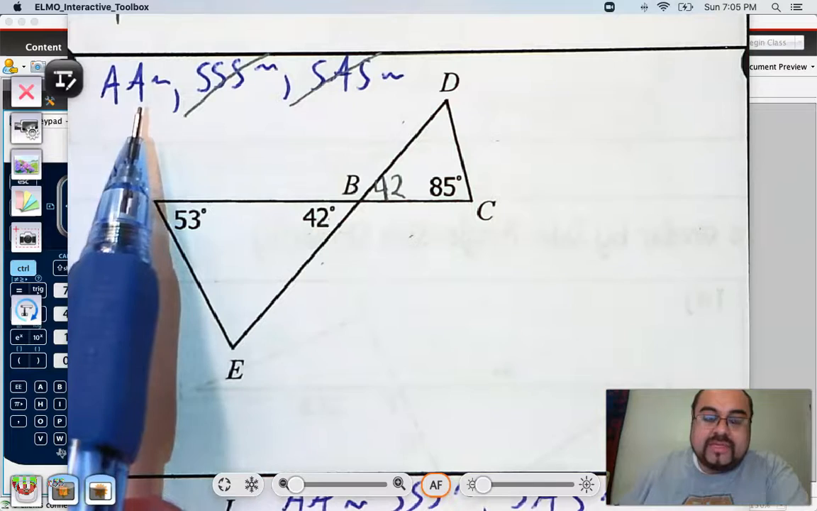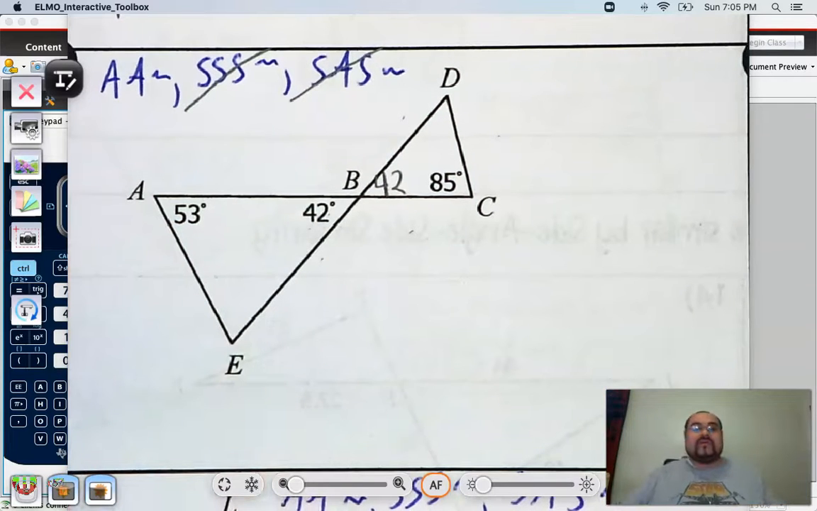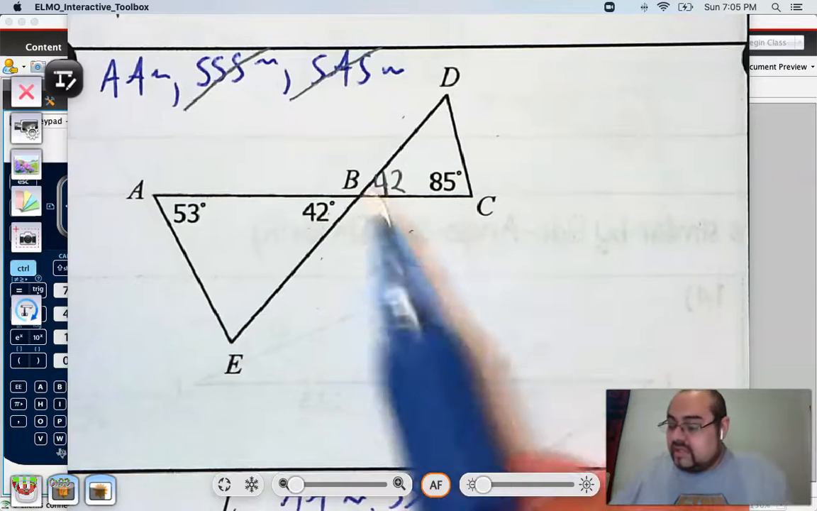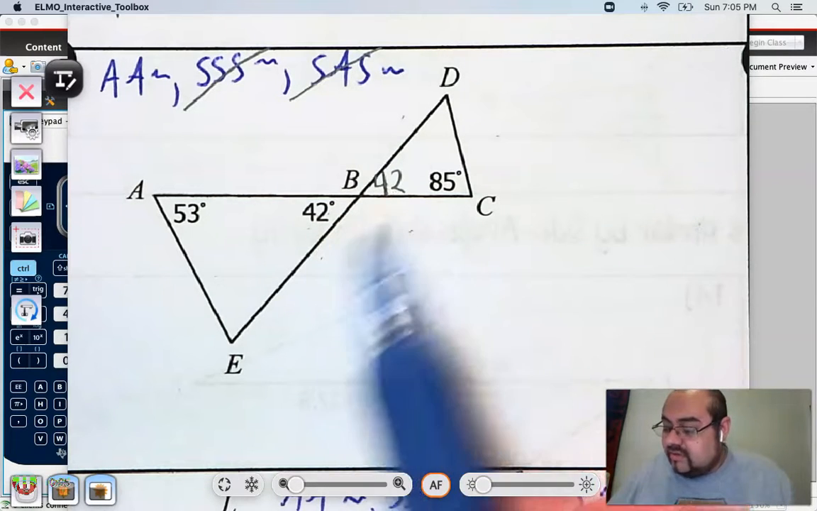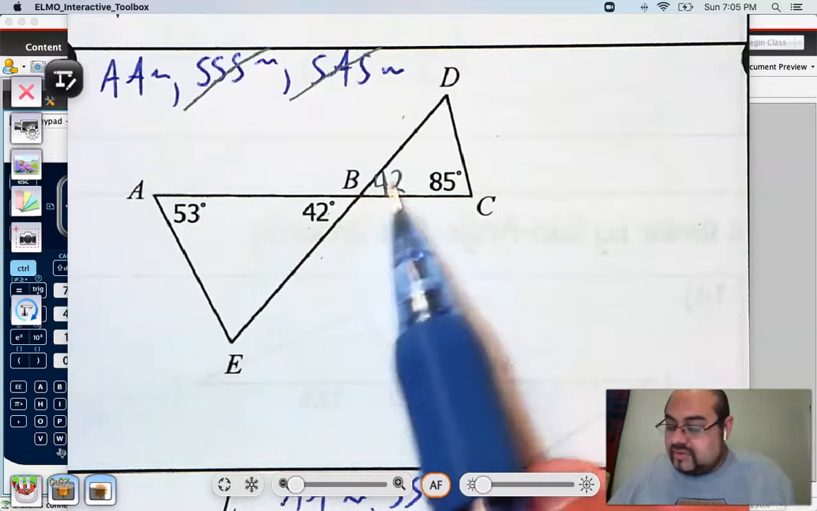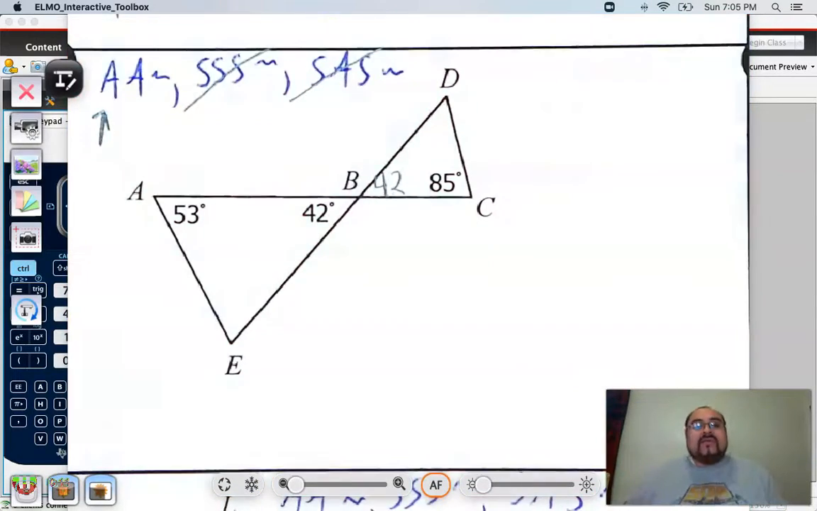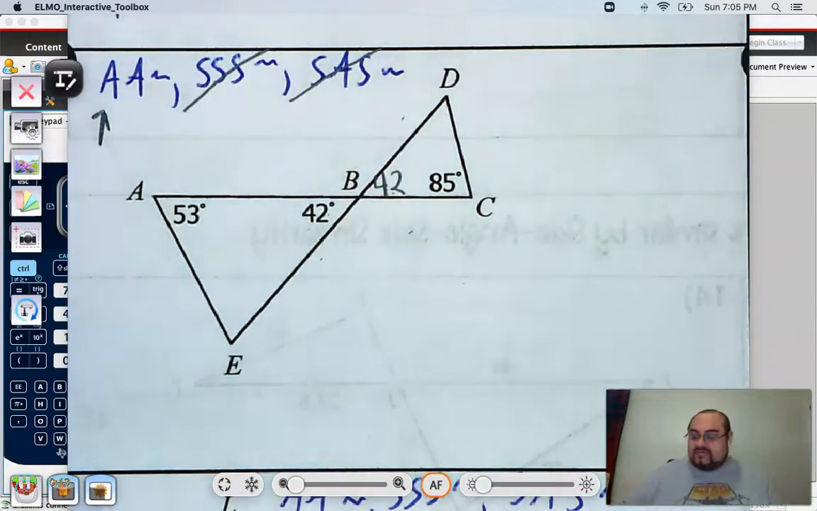Angle, angle. Okay. In order for us to prove with angle, angle, we need to show that 2 of the angles on both of the triangles are congruent to each other. Currently, we have 1 so far, 42 and 42. We know for sure those are congruent, so we have one of the A's taken care of. We need to find the other A though, right?